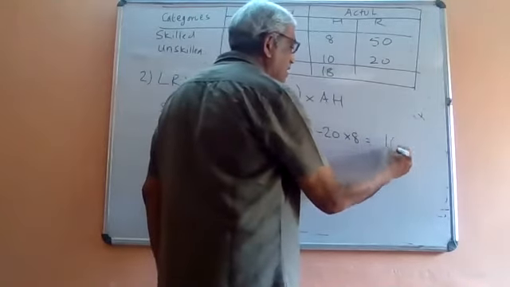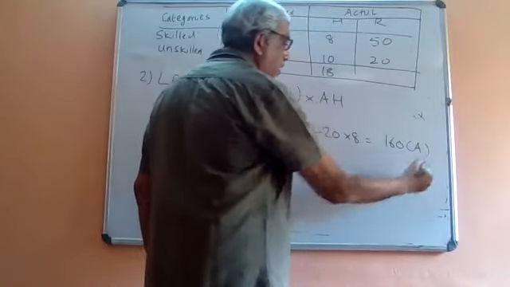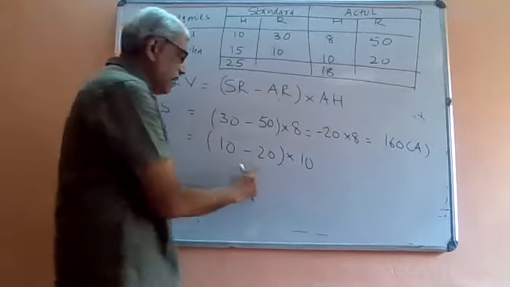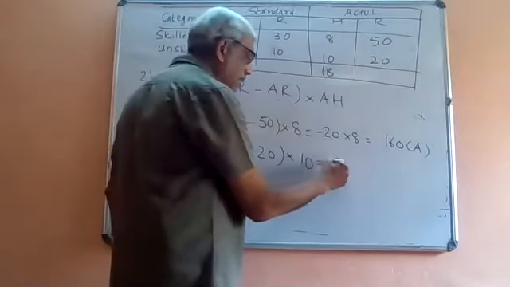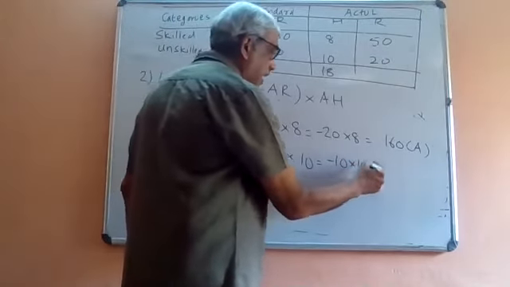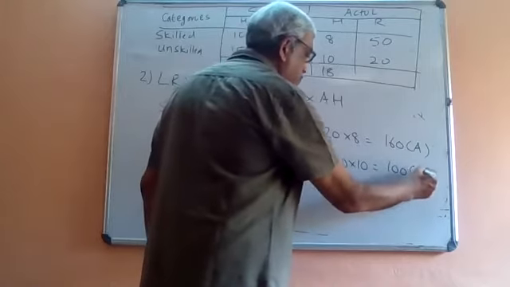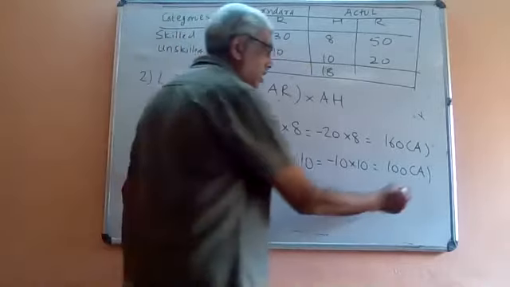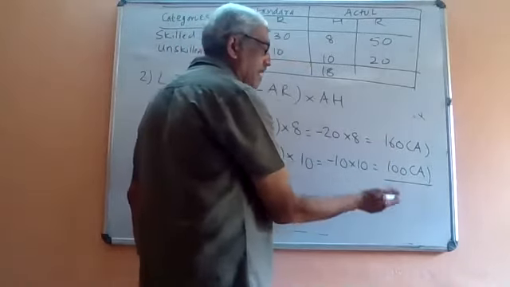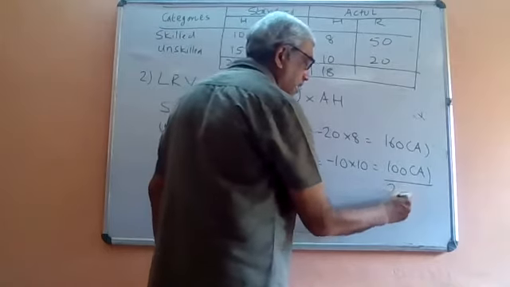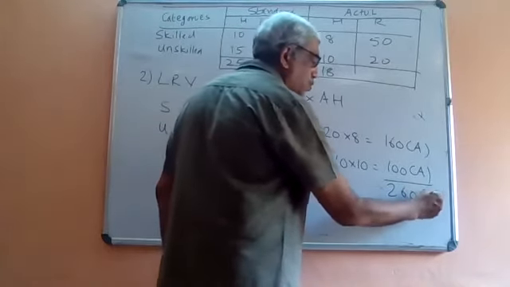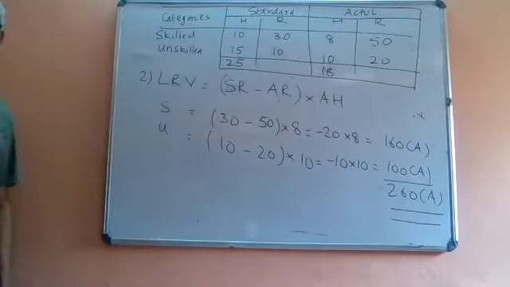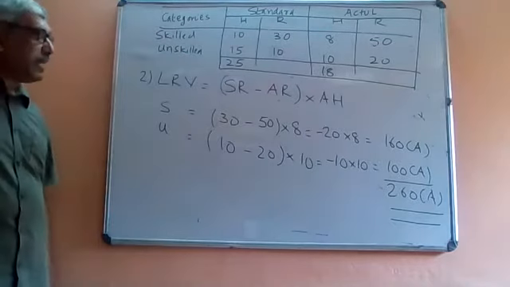So it is 160 adverse. And here it is 10 minus 20, which is minus 10, into 10, which is 100 adverse. So the total is minus 160 minus 100, which is minus 260. So it is 260 adverse.